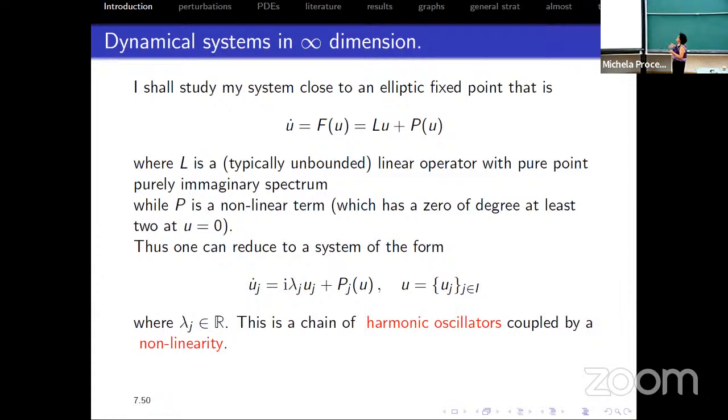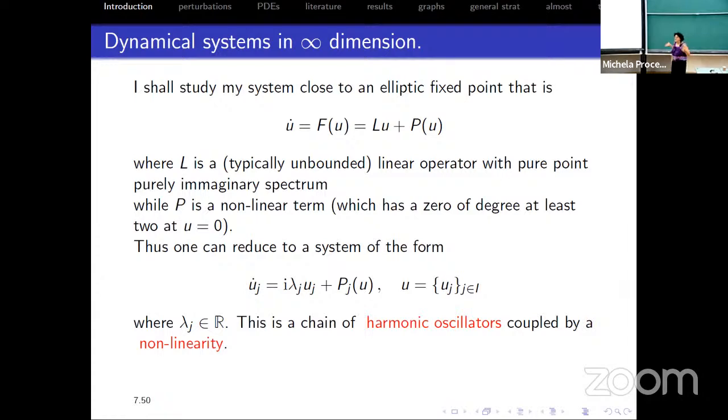Okay, then you pass to the basis of eigenfunctions of L. And then you will get something that at least formally looks like this, provided some basic properties hold. And the fact that here I have purely imaginary comes from the fact that I asked for it. So what is this? This is an infinite chain of harmonic oscillators coupled by a nonlinearity.